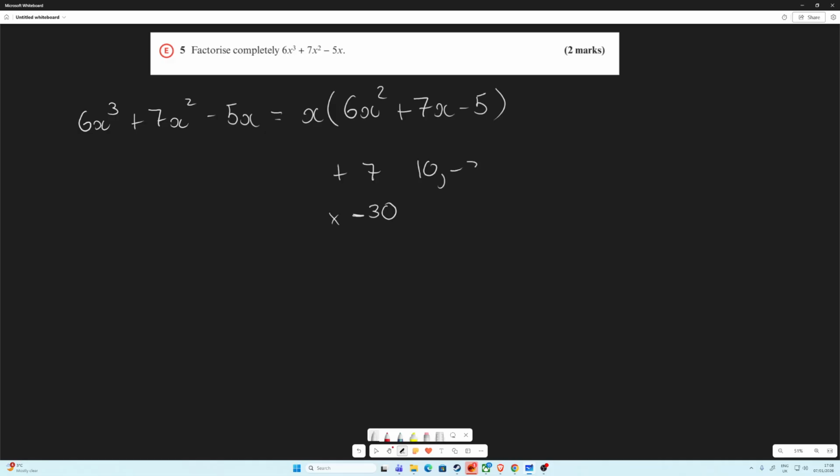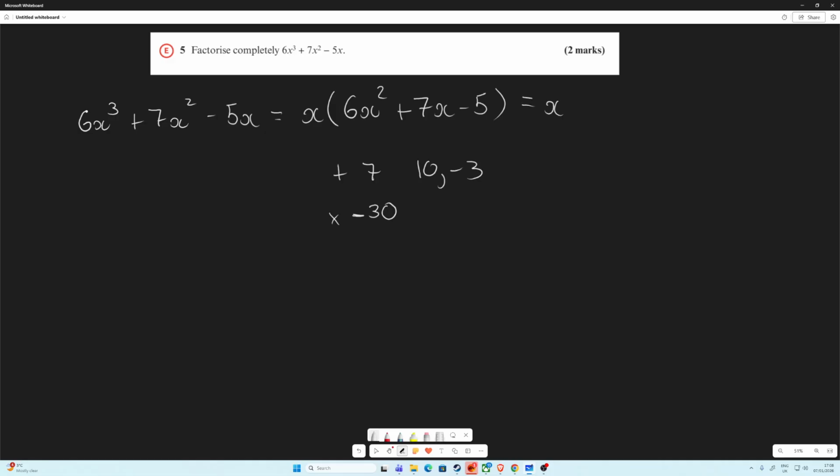Let's have a look at question 5. Factorize completely 6x cubed plus 7x squared minus 5x. Let's take the factor of x out first. We're gonna be left with 6x squared plus 7x minus 5. So we need to find two numbers that add up to 7 and times to negative 30. Okay, that will be 10 and minus 3.